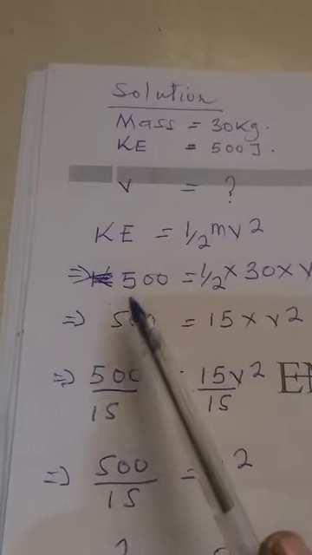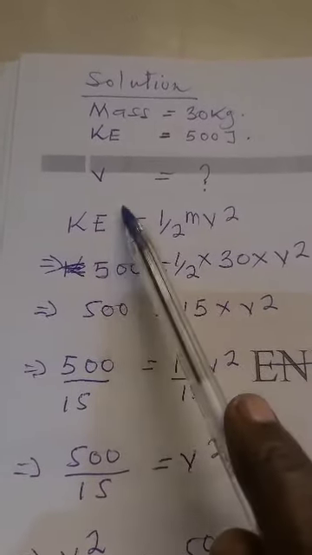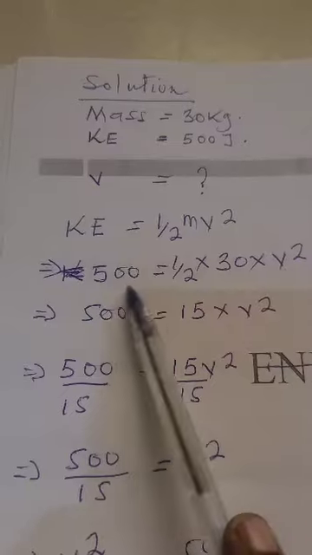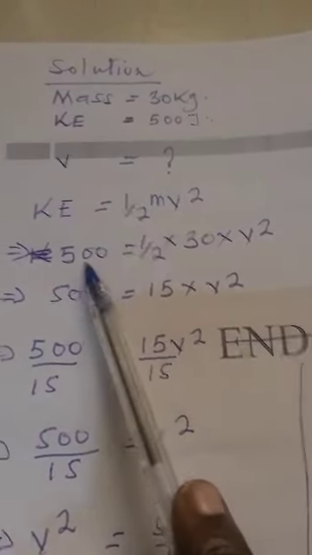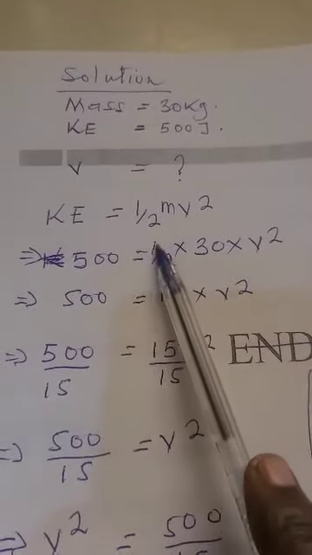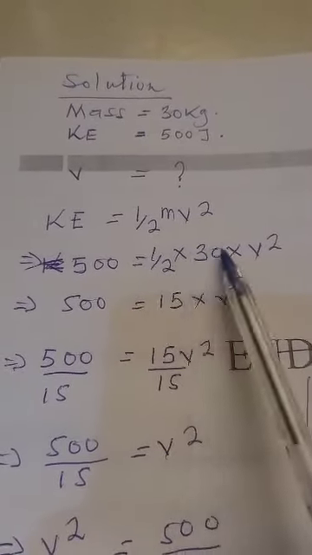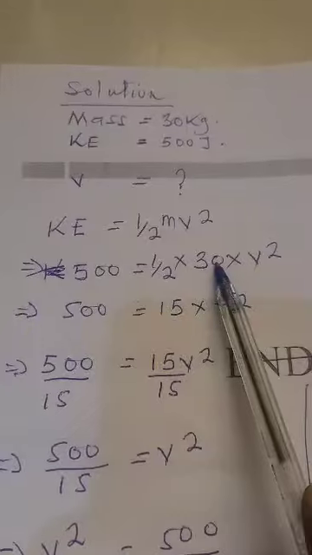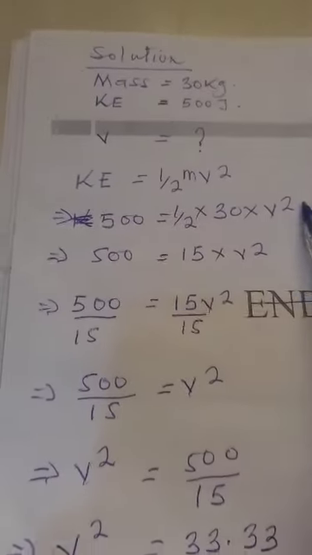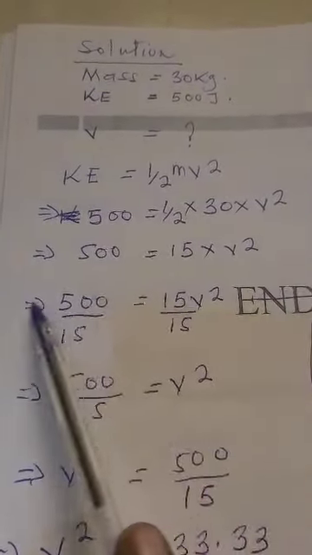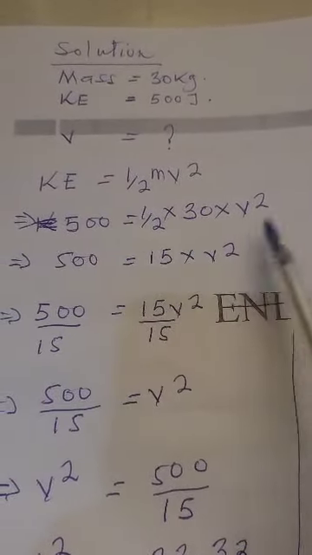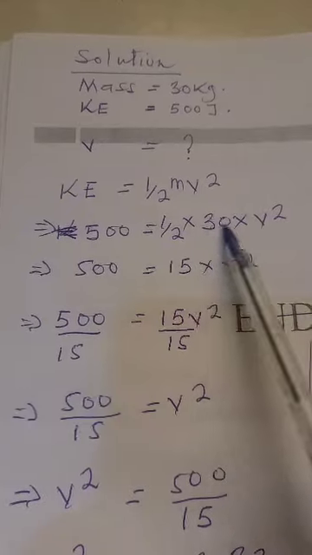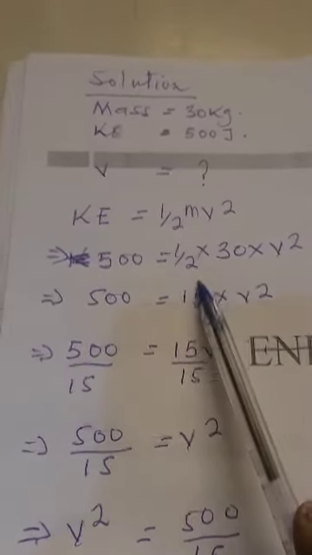So we have 500 for the kinetic energy. Wherever we see kinetic energy, we introduce the 500 joules. Then the half is constant. So half of the mass, that's half times 30 times the velocity squared. You understand? So if we do that, we are going to get 500 is equal to 15 times velocity squared. That's half of 30 will give you 15.